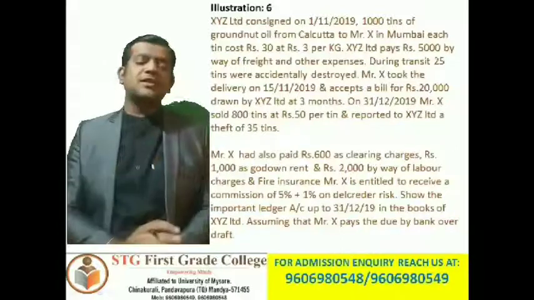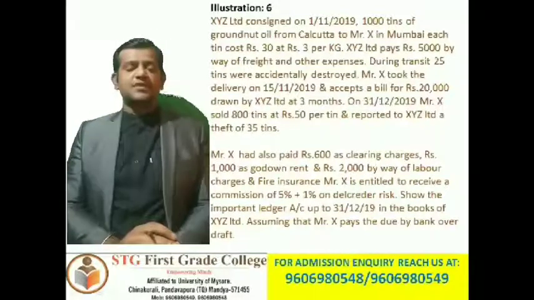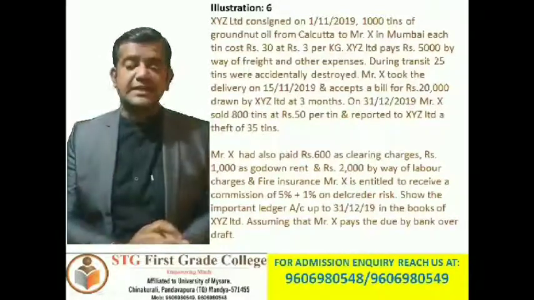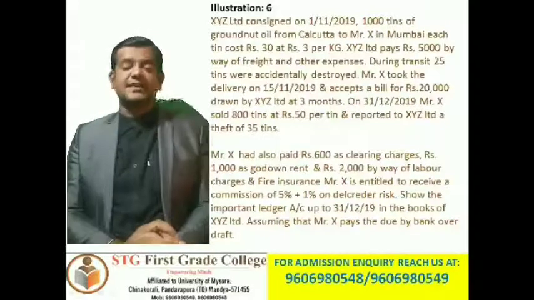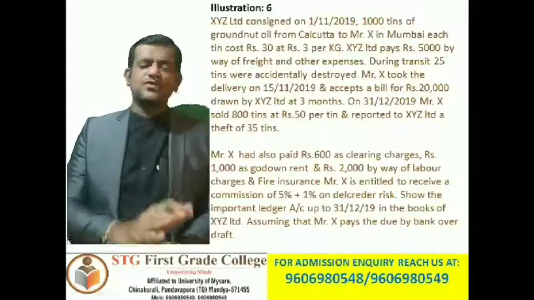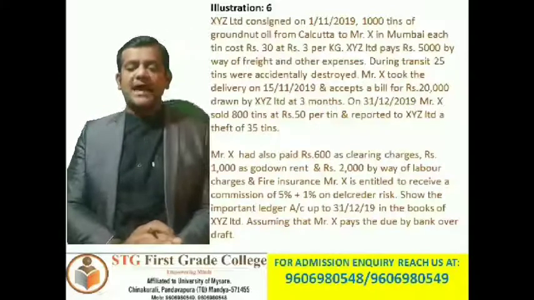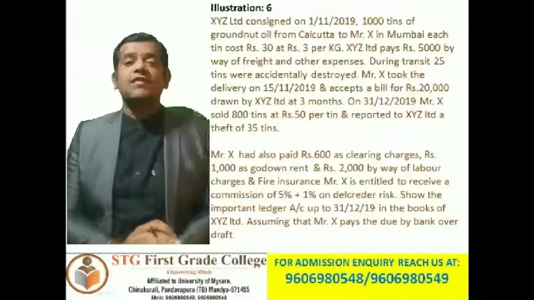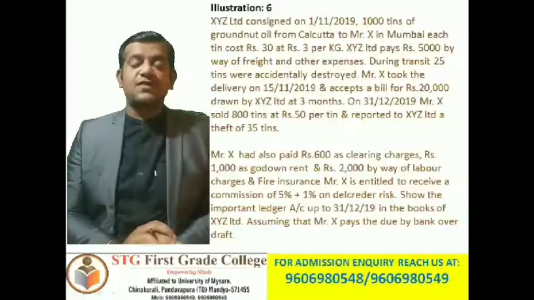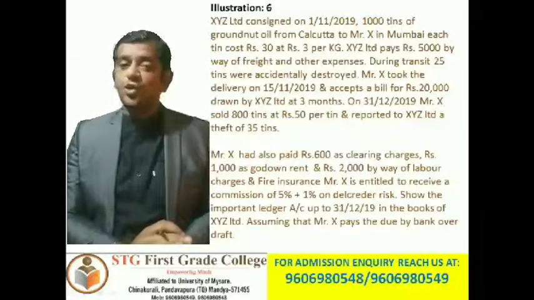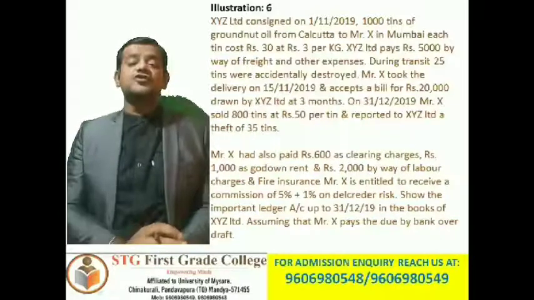Show the important ledger accounts up to 31/12/2019 in the books of XYZ Limited, assuming that Mr. X pays the dues by bank overdraft. So whatever the bank balance is, that will be paid by Mr. X through bank overdraft. Clear? So this is the problem.